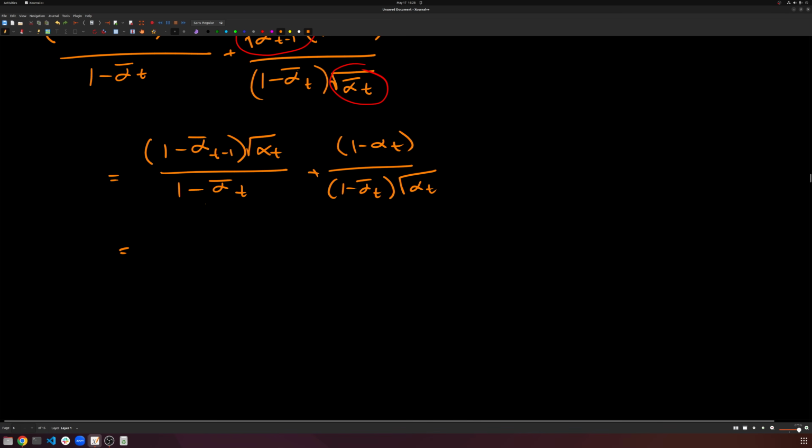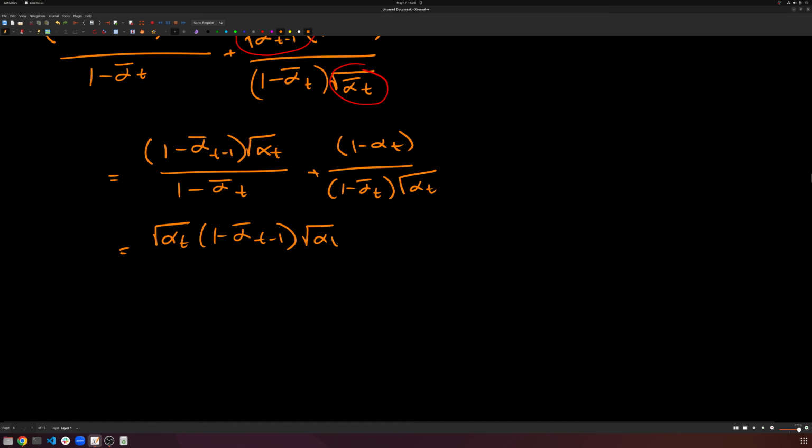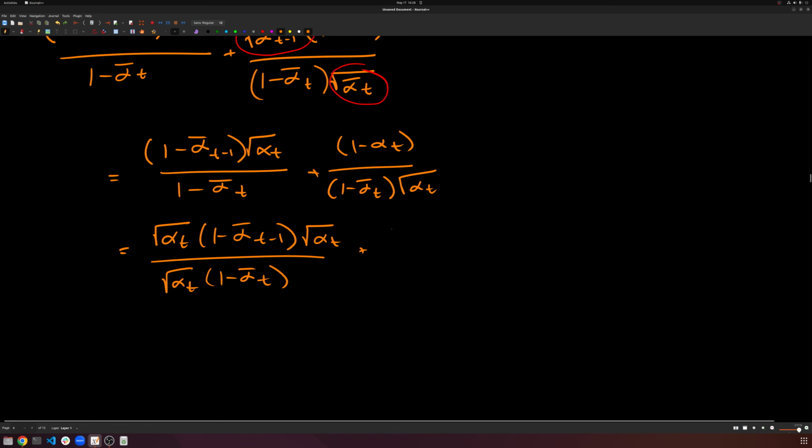And so we have a 1 minus alpha hat t here, but we have a 1 minus alpha hat t square root alpha t here. So we need to introduce another square root alpha t in the numerator. So let's go ahead and do that. It's going to be square root alpha t times 1 minus alpha hat t minus 1 square root alpha t, that was there from earlier, divided by square root alpha t, 1 minus alpha hat t, those are there from earlier, and then this part is the same, 1 minus alpha t over square root alpha t, 1 minus alpha hat t. So all of that is fine.